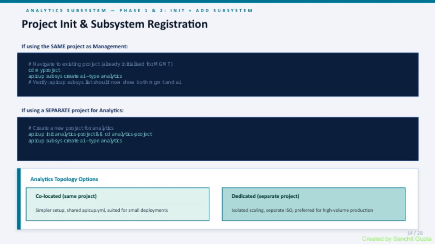When it comes to scaling analytics, there are two main approaches. You can isolate it completely, creating a separate project. This is great for high-volume production, keeping things clean and focused. Or you can co-locate analytics within the same project as management, which simplifies setup and works well for smaller deployments. We'll walk through how to initialize a new analytics project, add the analytics subsystem, and verify it's properly registered, whether you choose separate or shared projects.